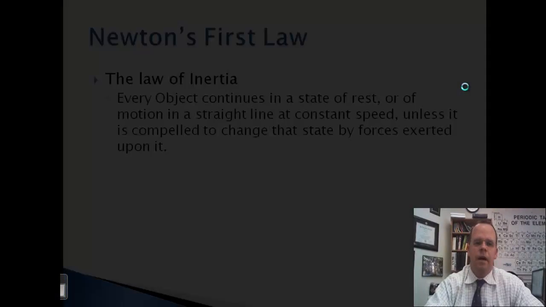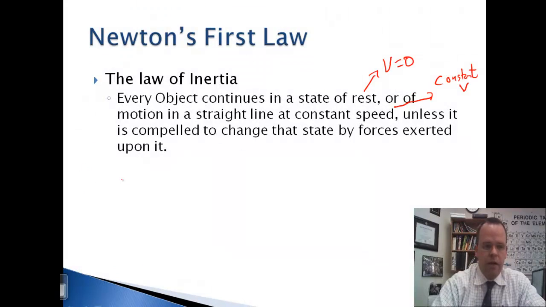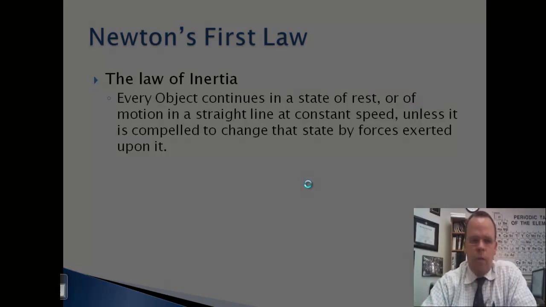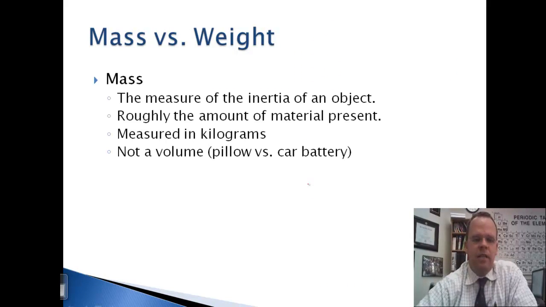Inertia is based on the concept of mass. So inertia is measured in mass. Now, another common misconception that many students have is the difference between mass and weight. Mass tells us how much inertia an object has. The more mass it has, the harder it is to change an object's motion. You can roughly think of this as about the amount of material present. It's always measured in kilograms. And please understand this is not a volume. You can have a pillow and a car battery that have the exact same volume. They have very different masses.